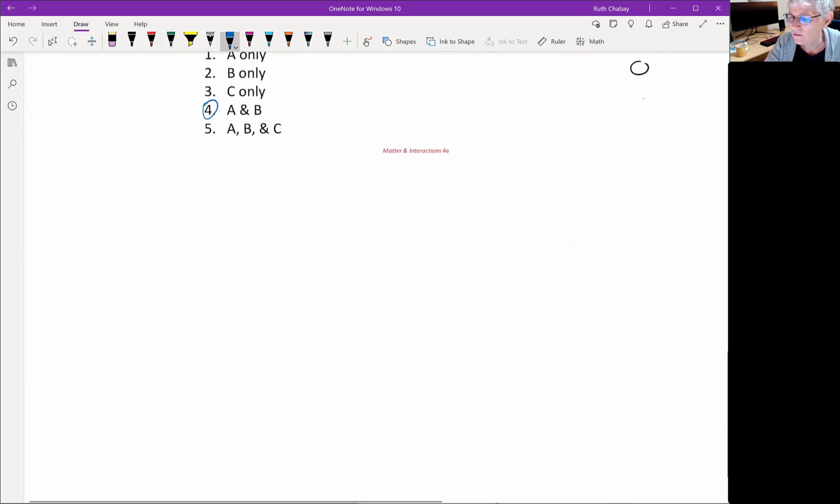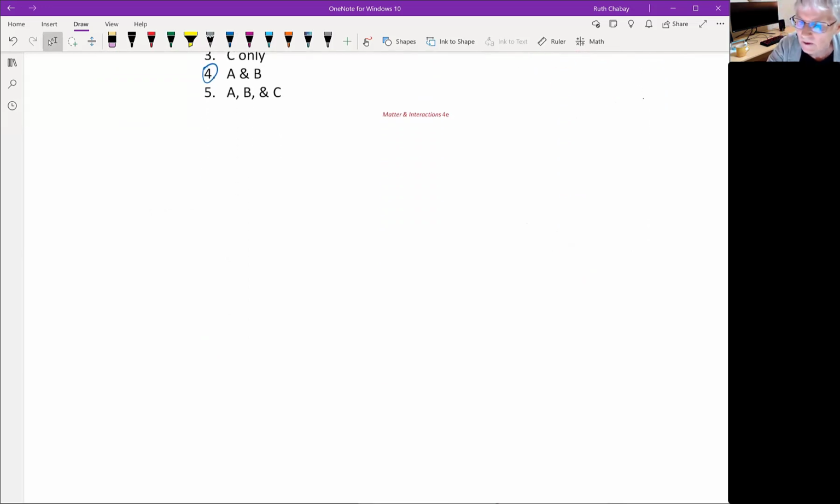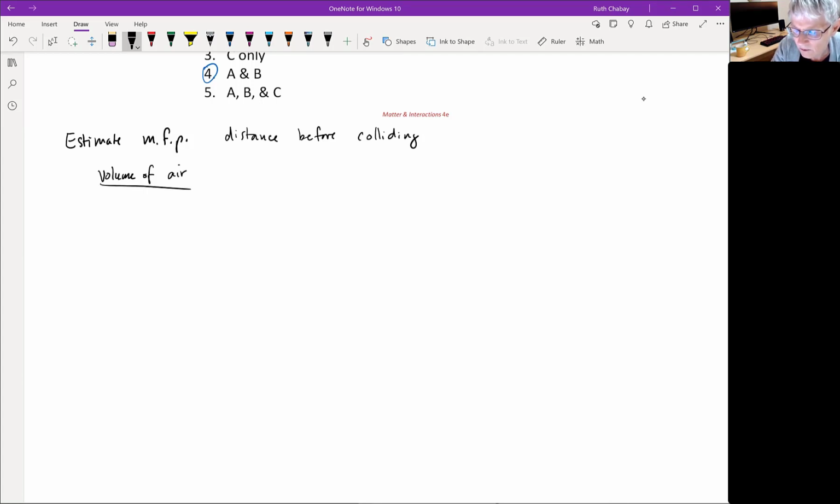So let's see if we can estimate the mean free path of something in air. So estimate, which is the distance before colliding. So here's what we're going to do. We're going to say, let's figure out the volume of air in a room that's guaranteed to have one air molecule in it. So, volume of air per molecule.